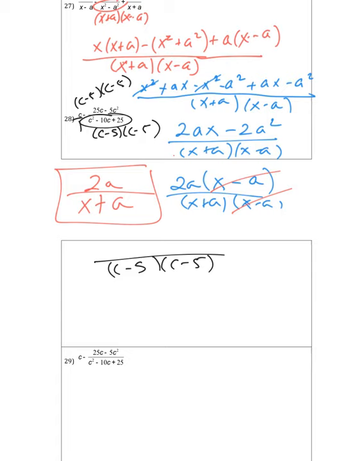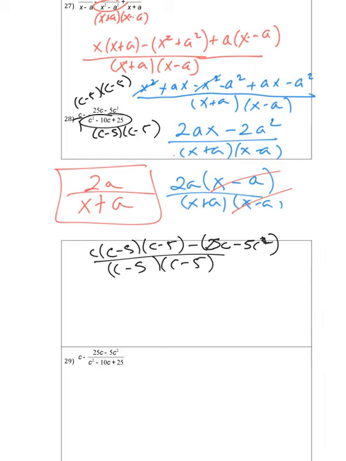So the first fraction becomes c times c minus 5 times c minus 5. And then the second fraction doesn't get multiplied by anything because you already have the whole denominator, but that minus is going to distribute into 25c minus 5c squared.